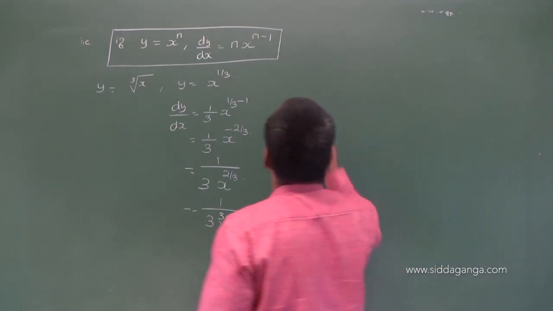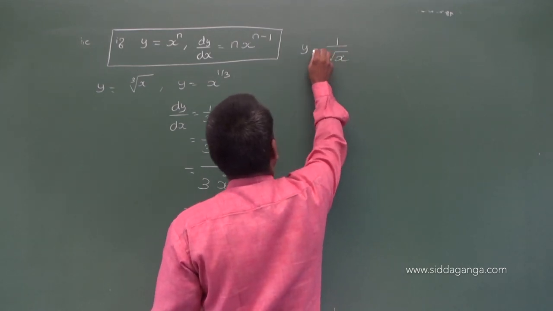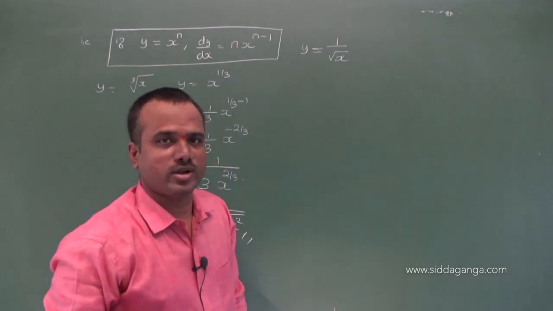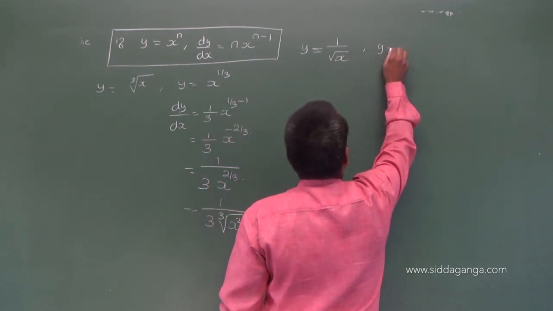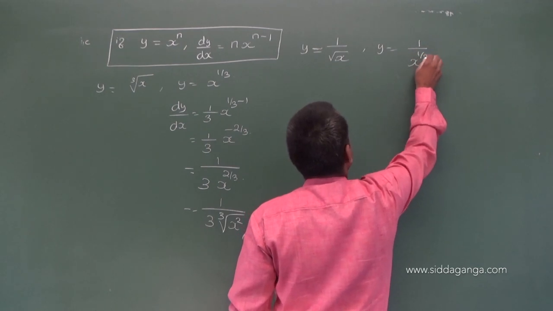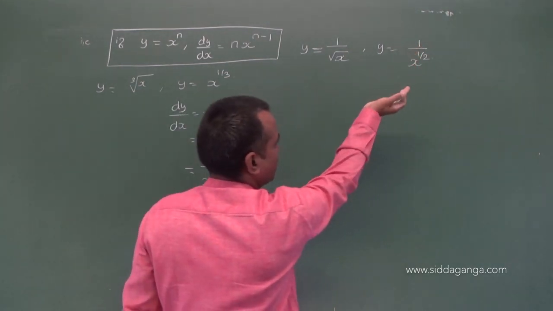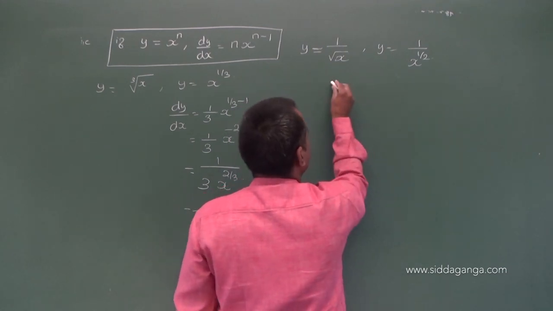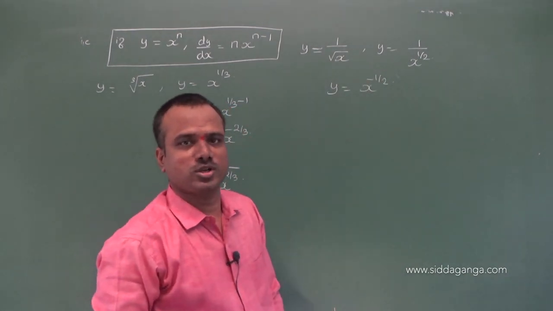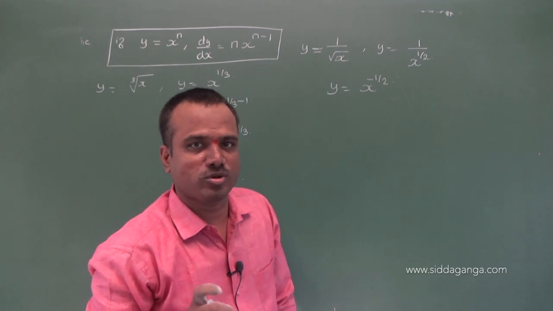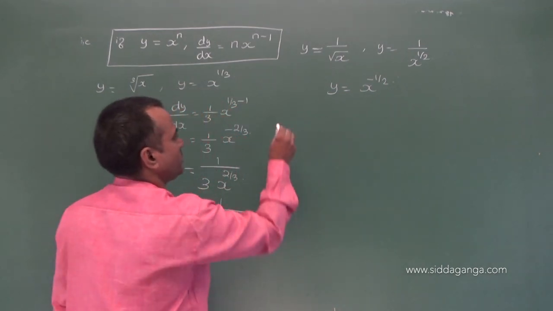Okay, one more problem. Y is equal to 1 divided by root x. Then how to solve this one, sir? So y is equal to 1 divided by x to the power half. This is the first step. I shift x to the power half from the denominator to the numerator, and it becomes x to the power minus half. Y is equal to x to the power minus half. N is minus half.